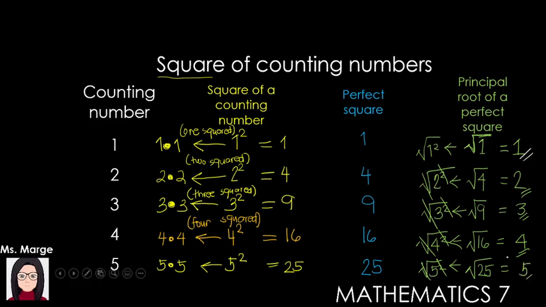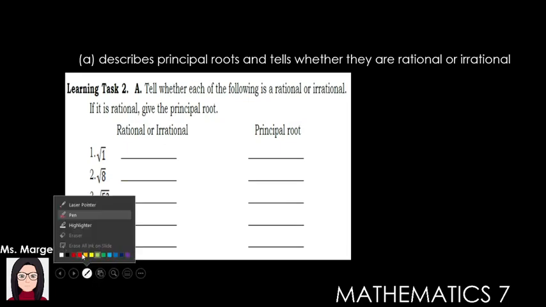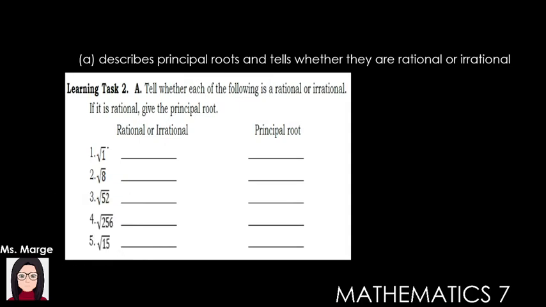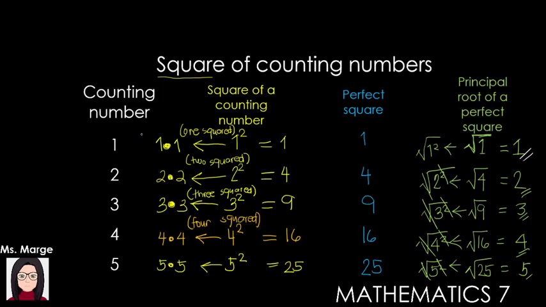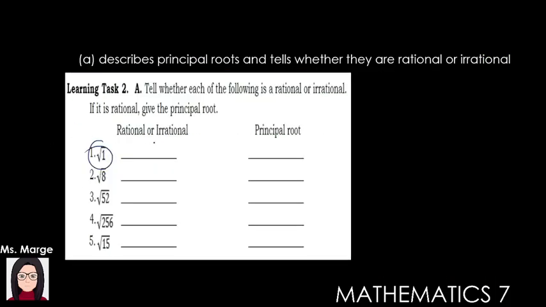And so, I think that's it. Then, try natin sagutan tong part na to. Katulad yan itong square root of 1, di ba? Rational ba or irrational? At mapapansin nyo na rational yan. Rational numbers yan, kasi whole number yung sagot natin eh. So, pwede natin isagot dito na rational. At ang principal root natin ay 1.